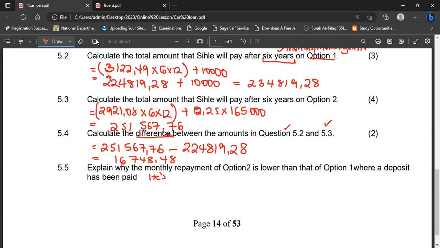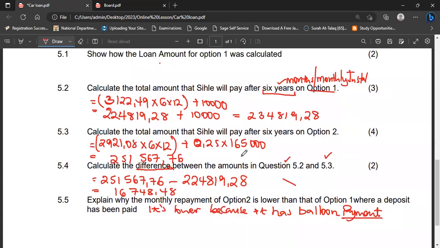I believe it's lower because it has the balloon. Is the balloon what? Just the balloon payment. It's lower. The person has the balloon what? Payment. Balloon payment.